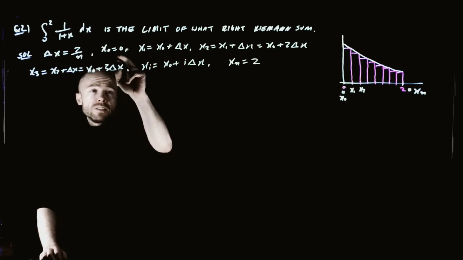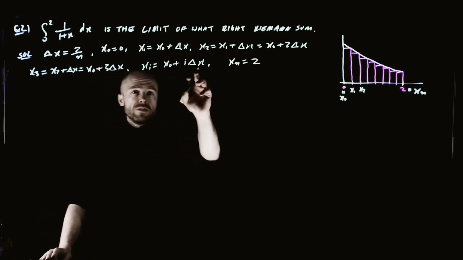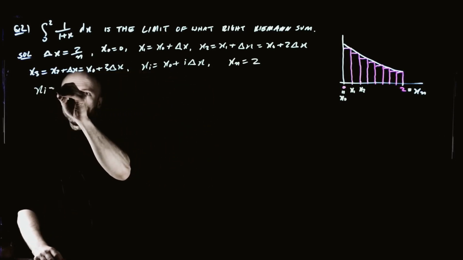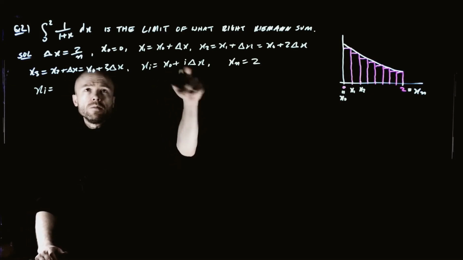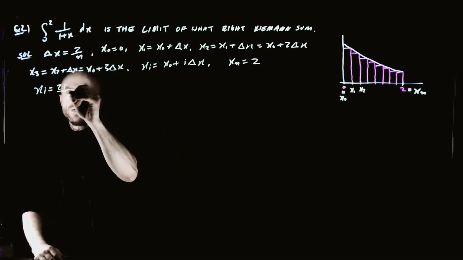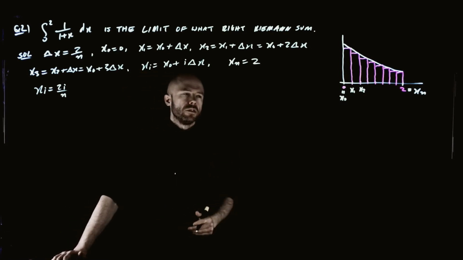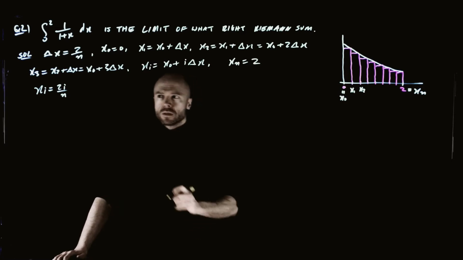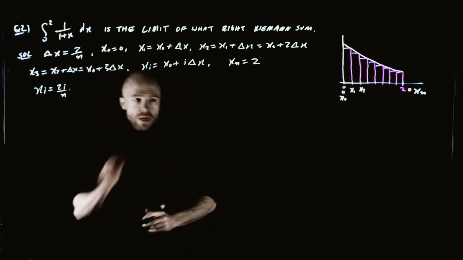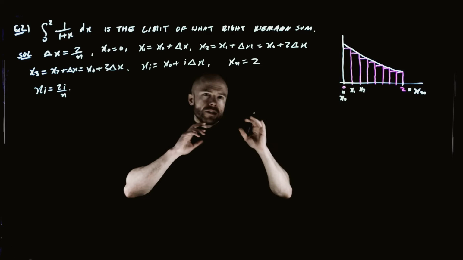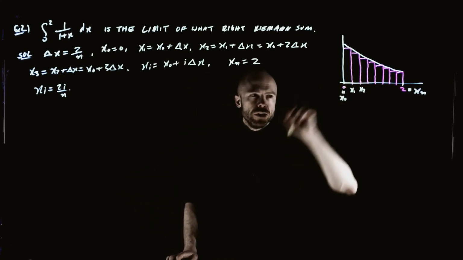Okay, so since x0 is 0, then all of this stuff simplifies. So xi is going to be 0, and then delta x, we know what this is, so just 2i over n. Cool. So we know exactly what these things are. Cool. So now, taking things step by step, we're going to add up the area of each rectangle one at a time.